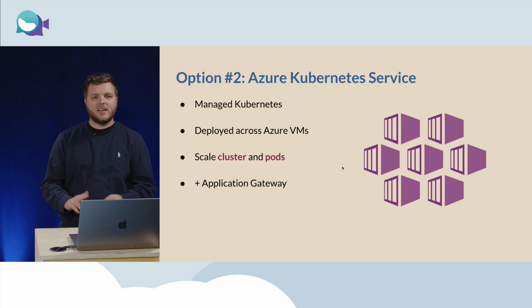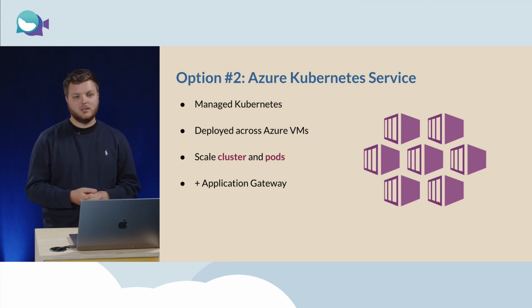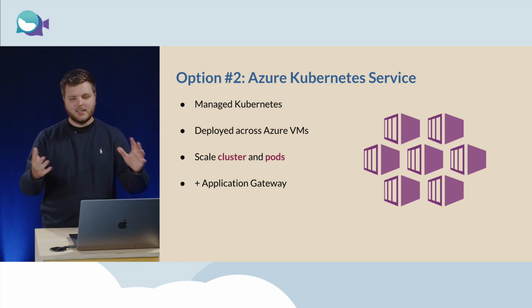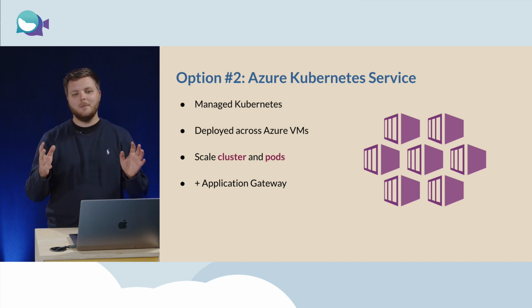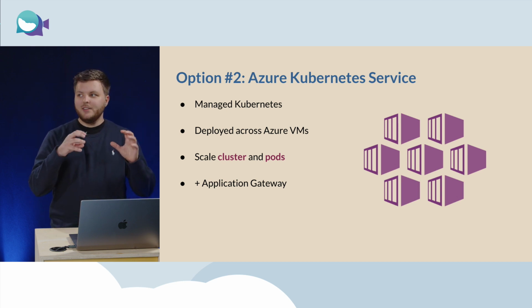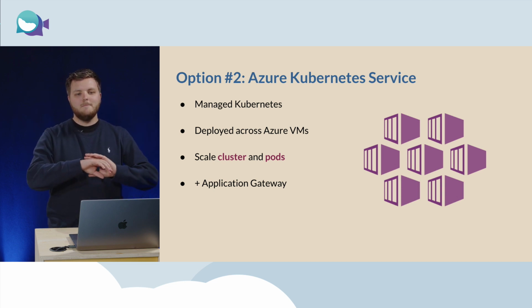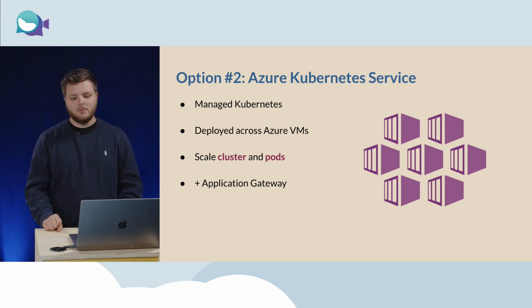Alrighty, so the second of the three options we're going to look at for deploying and scaling our application was Azure Kubernetes Service. As I said at the start, Kubernetes is a container orchestrator tool. It allows you to deploy instances of your Docker container, or any container for that matter, across many, many physical servers, which are called nodes.